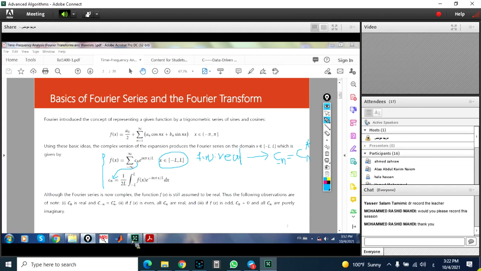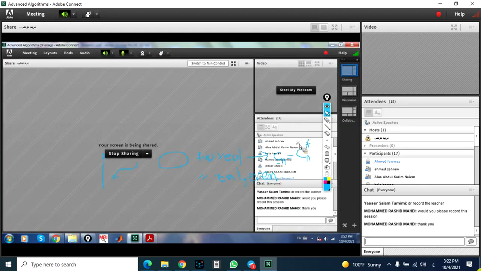Besides, if we have f(x) as a real even function, you know what an even function is. If you know, please type it. Okay. This one you know, you forgot it. This function is like this.